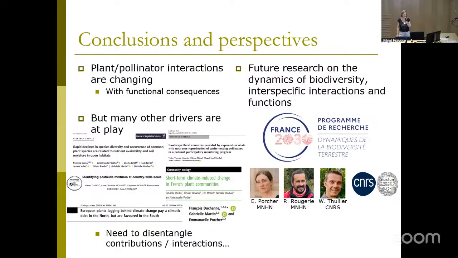We are in the process of asking for funding for a new PEPR. The French among you may know what this is. This is a new tool to fund research. And I co-lead with Rodolphe Rougerie and Wilfried Thuillier one that will be called Dynamique de la biodiversité terrestre. If it is funded, which is likely, but we're not completely sure yet, there will be 40 to 50 million euros dedicated to studying the dynamics of terrestrial biodiversity. So stay tuned for upcoming opportunities.